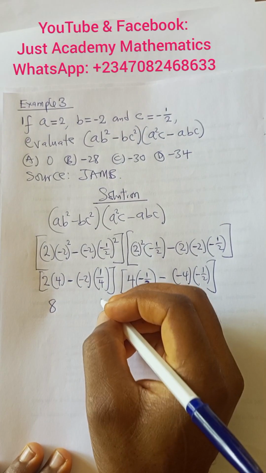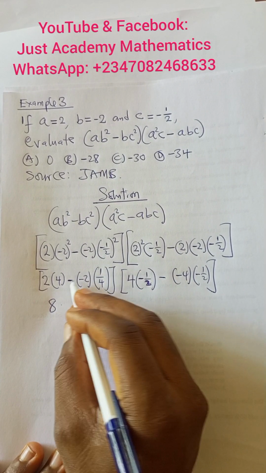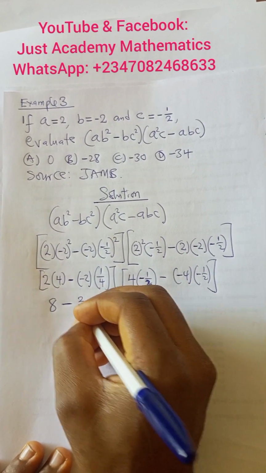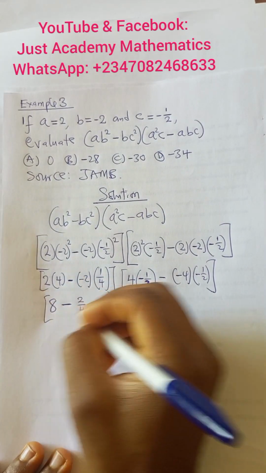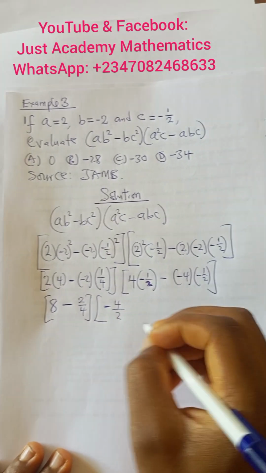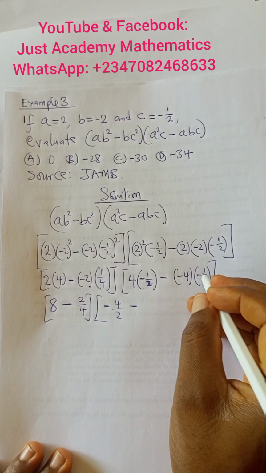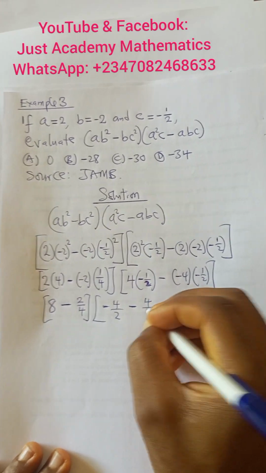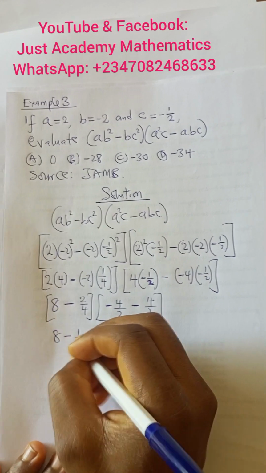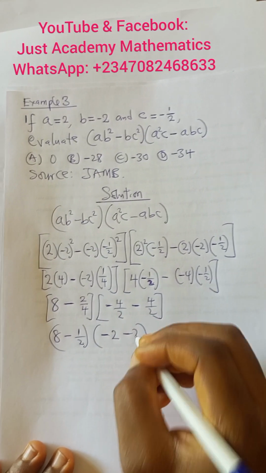So here we have 8 minus. Now, this minus times this minus is plus. I will have written it as 1 over 2, but let me show it like this, times the same thing here. Let me show it as minus 4 over 2. Then this one, minus times minus times minus is minus. Minus times minus, plus; plus times minus, minus. So I will show you as 4 over 2 also. So here means 8 minus half times minus 2 minus 2. That is minus 4.